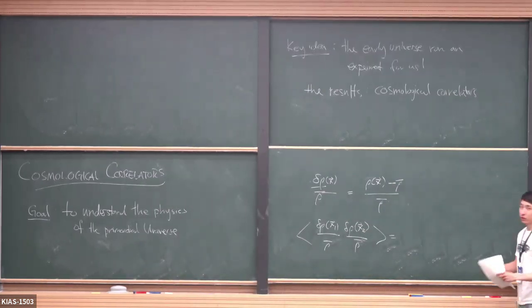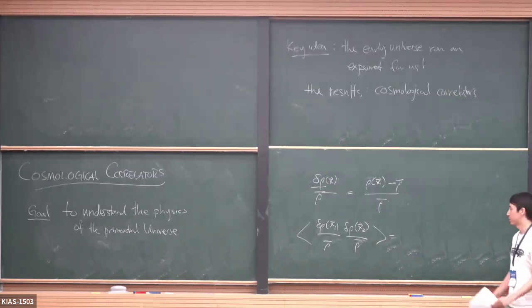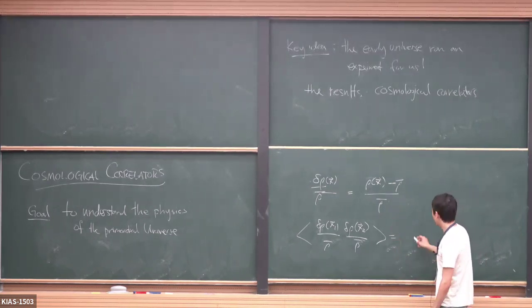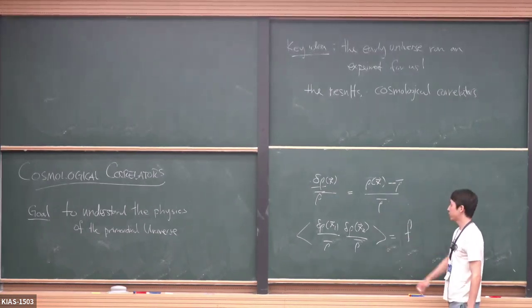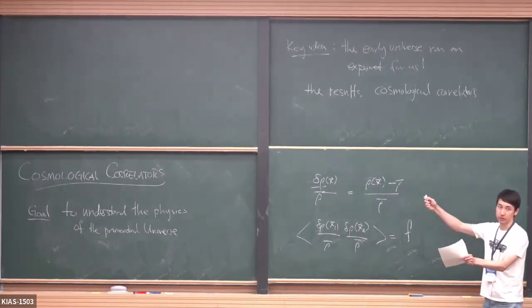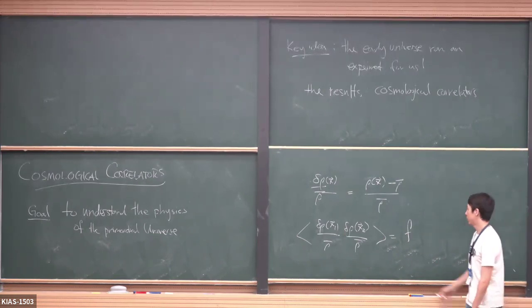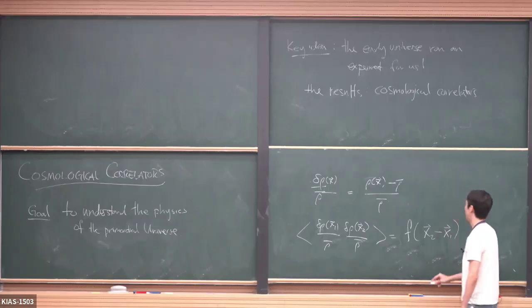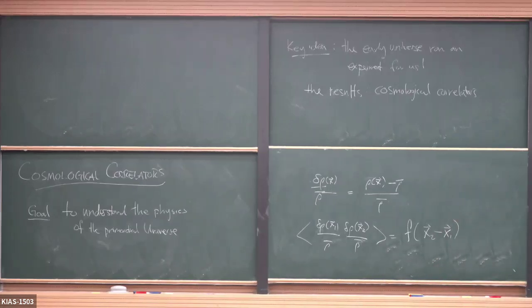Now, it turns out that our universe is statistically very homogeneous and isotropic. That means that the sky looks roughly the same everywhere. So this 2-point function, even though it depends on 2 different positions, is really a function of just the distance between these 2 points. This 2-point correlation in cosmology is just going to be dependent on the difference between these 2 positions.